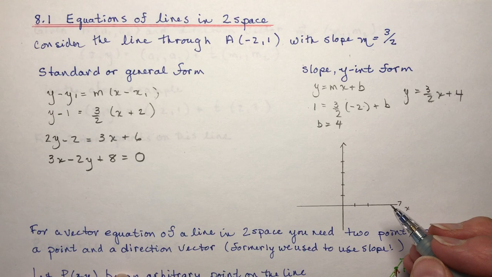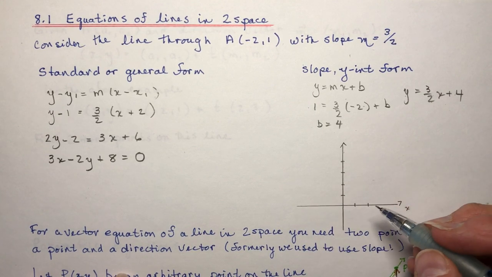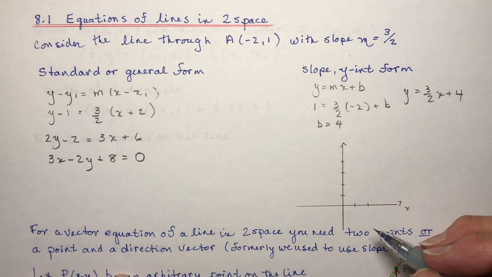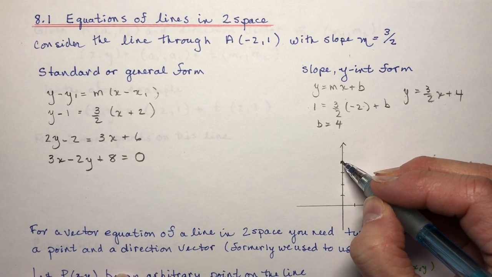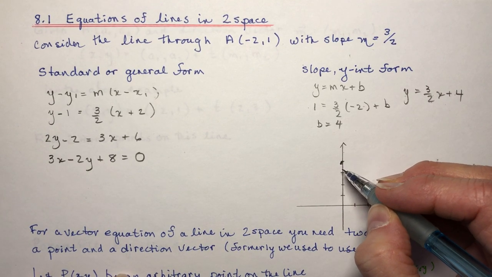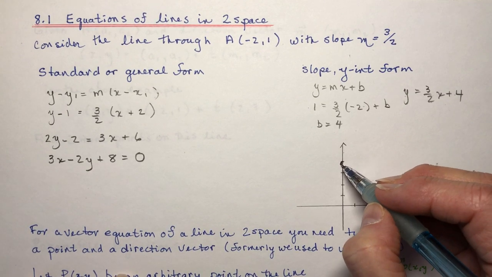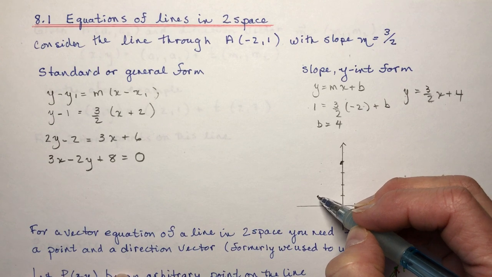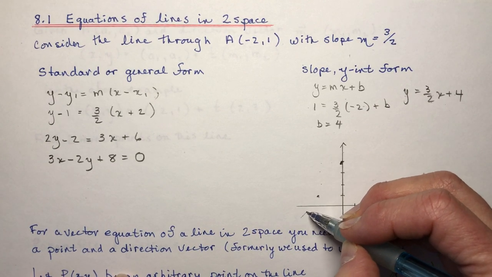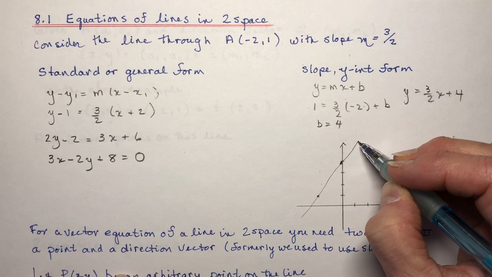So back in the day, if you were to graph this line now, you would look for the y-intercept, which is 4, 1, 2, 3, 4, and you have a slope of 3 over 2. So going the other way, we would go over 2, down 3, and find a second point, and we would draw a line through like this.